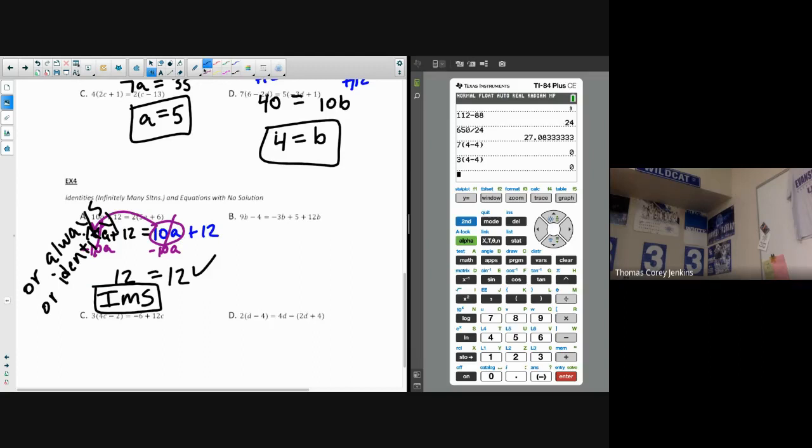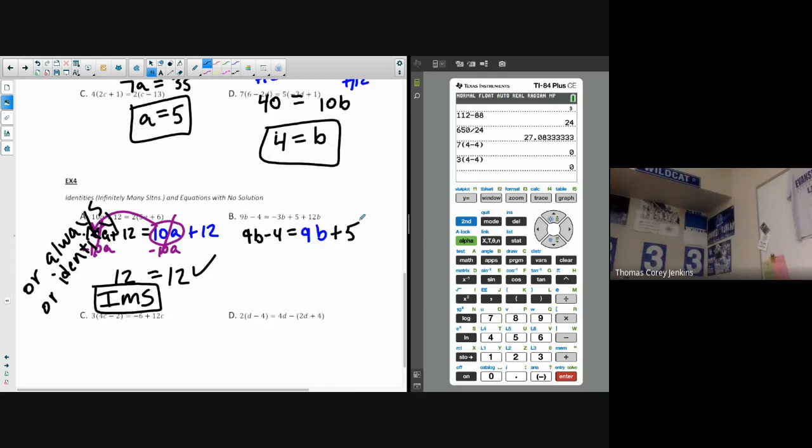All right, so let's look at the next one. So 9b minus 4 is already simplified. The other side is not simplified because I have like terms, right? So I need to combine like terms. Negative 3b plus 12b is 9b. And then plus 5 is just plus 5.